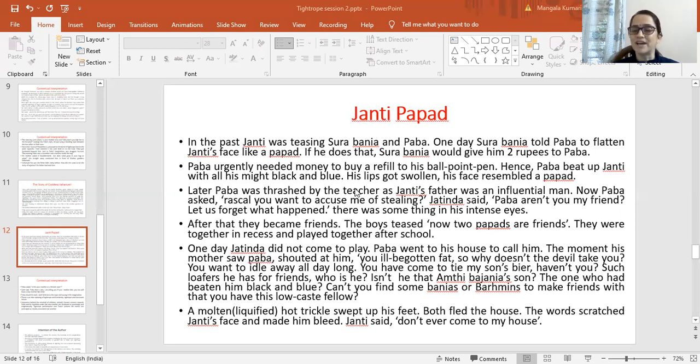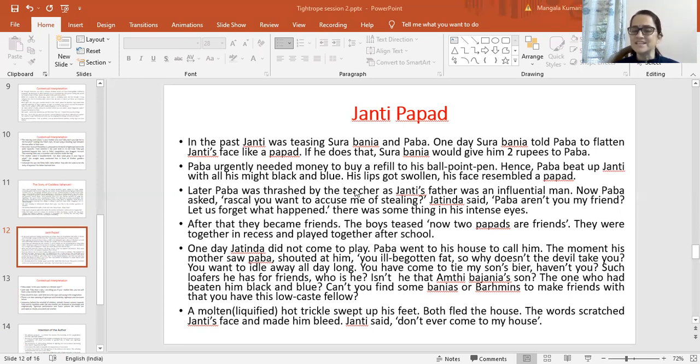You have come to tie my son's bier. Bier, B-I-E-R, in the sense the dead body is kept on a wooden frame-like thing, that is called a bier. Have you come to tie my son's bier, haven't you? Such loafers he has for friends.